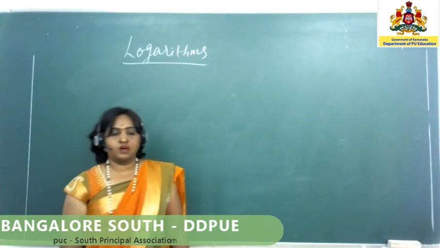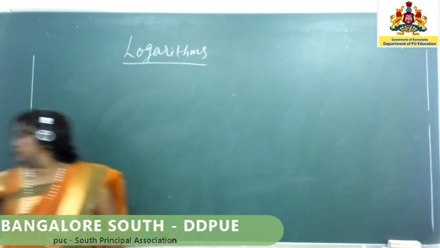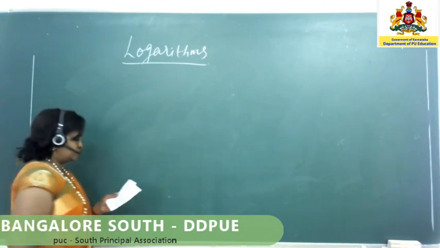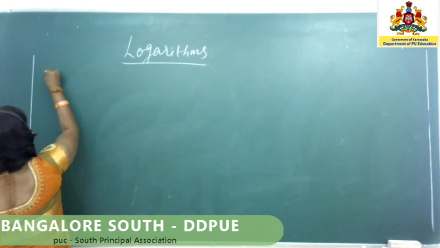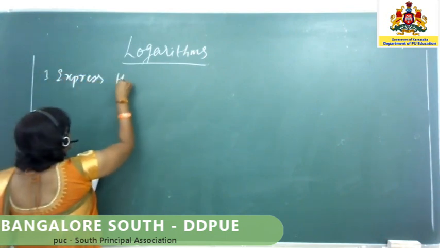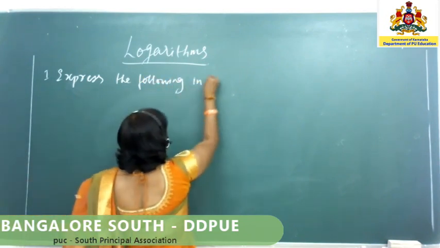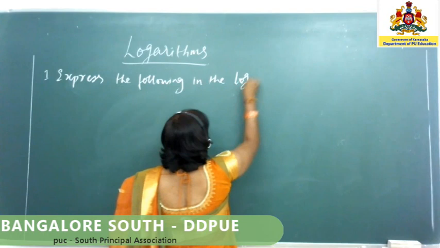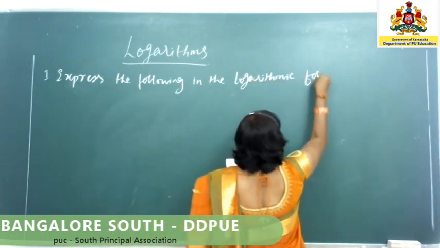Now let us discuss 1 mark sums, 2 mark sums, then we'll go to 3 mark sums. First one: express the following in the logarithmic form.